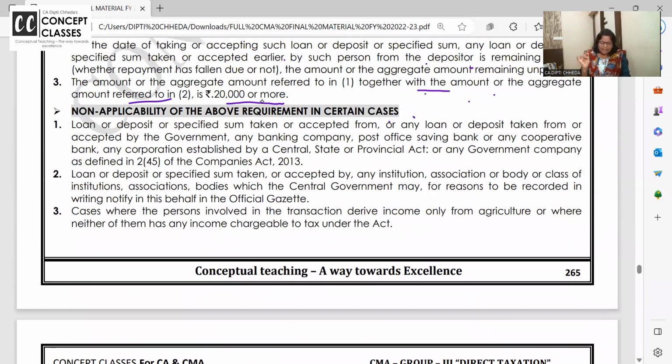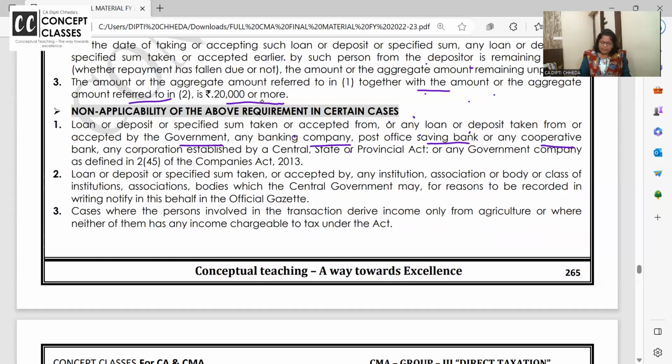Now, what are the cases in which you can accept loan or deposit and payment? If it is given by government, bank, post office, cooperative bank. Loan or deposit taken or accepted, but government is paying or I am paying to government. I have taken a loan from bank. Can I repay 30,000 in cash? Yes. Post office, cooperative society.